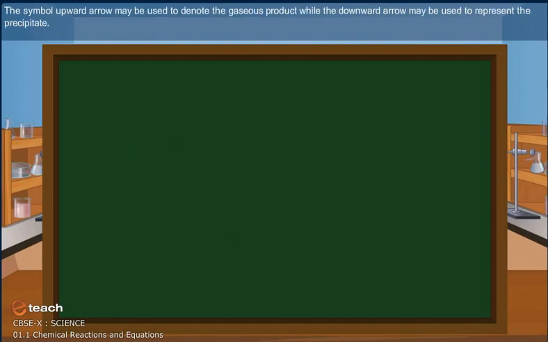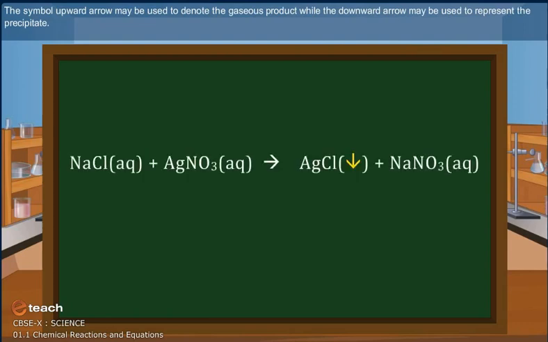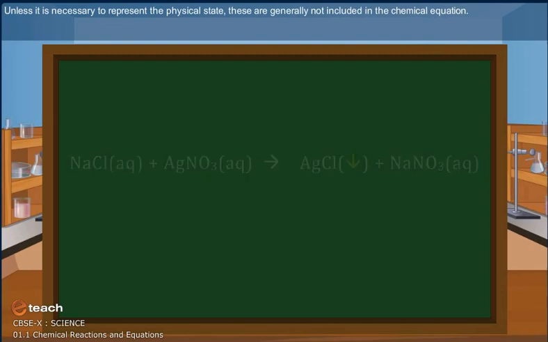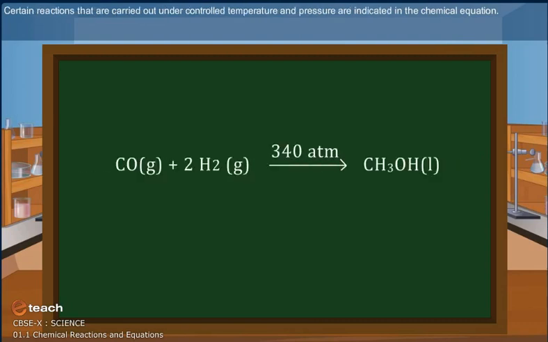products. The symbol upward arrow may be used to denote the gaseous product, while the downward arrow may be used to represent the precipitate. Unless it is necessary to represent the physical states, they are generally not included in the chemical equation. Certain reactions that are carried out under controlled temperature and pressure are indicated in the chemical equation.